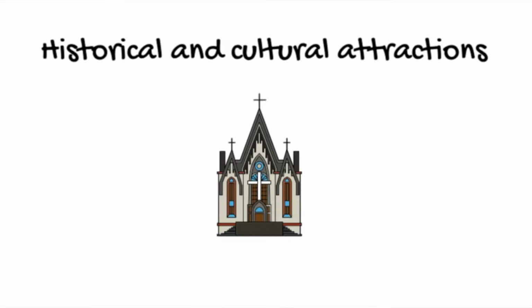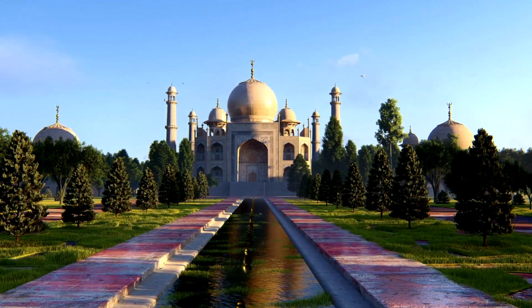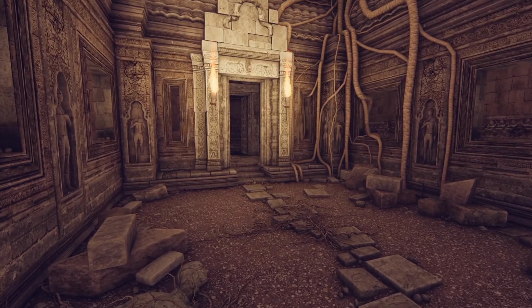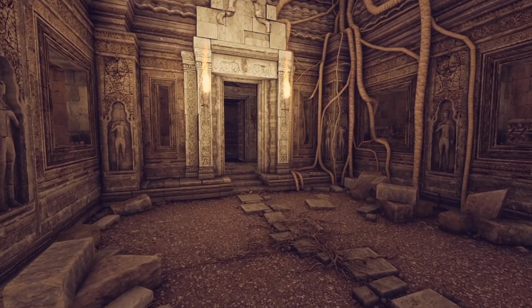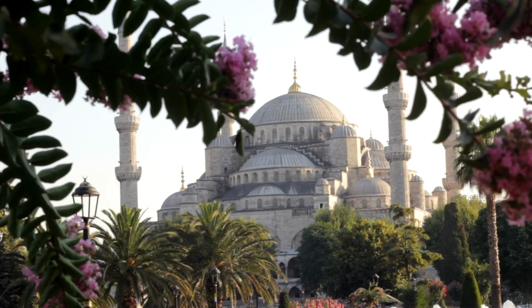We then have historical or cultural attractions. Now, these tourist attractions were not built for tourists, but they were built by people. These are often temples, mosques, castles, ancient buildings, things like this. A lot of them are now unused and visited by tourists. Some of them are used and visited by tourists too, particularly religious buildings.